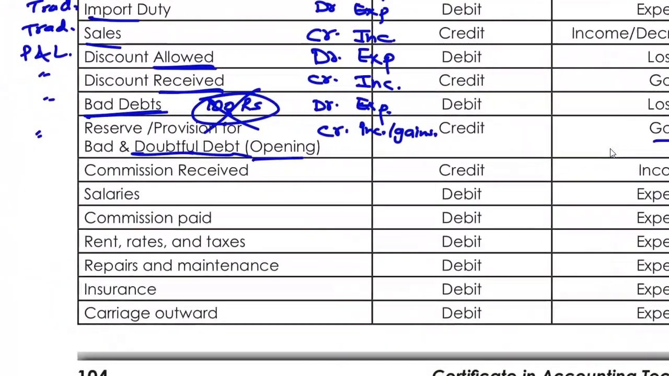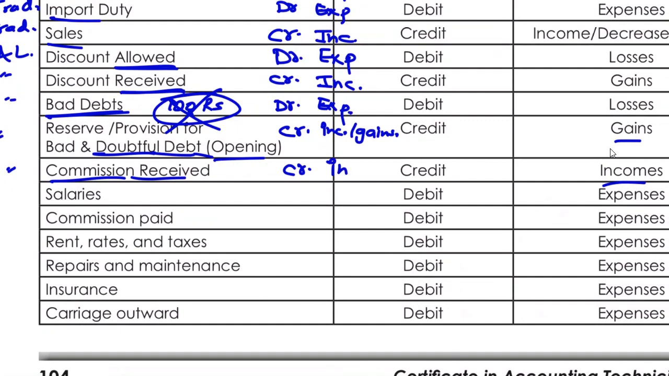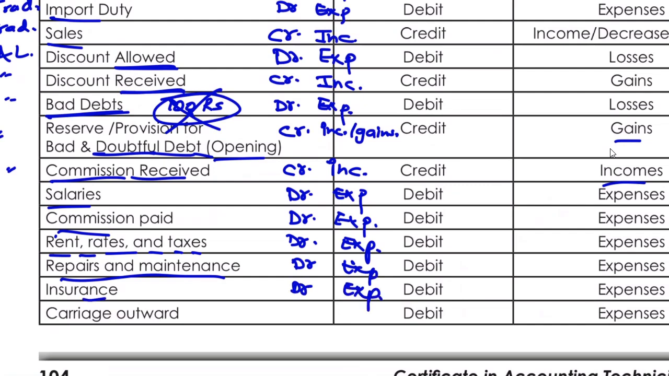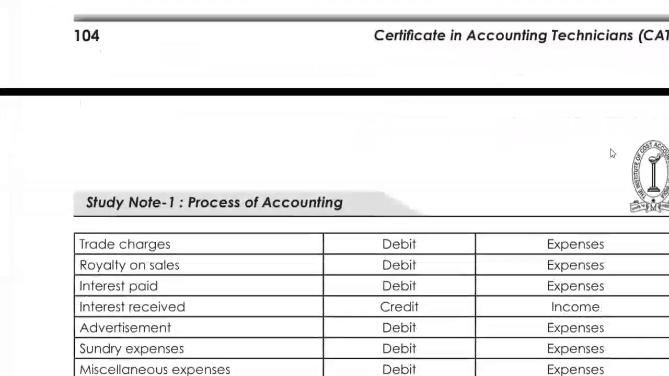Then we have commission received. If you have received the commission, that is again an income for you. It will be credited as an income. Salary is an expense, debited. Commission paid is again debited because it is an expense. Rent, rates and taxes, it is also debited because these are all expenses. Repair and maintenance, debit, expense. Insurance premium paid, expense, debit. Carriage outward, expense. So all these items are profit and loss items. This will be mentioned in your P&L account.